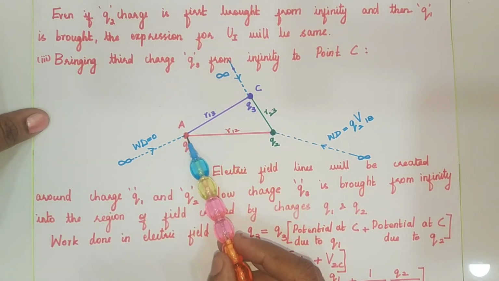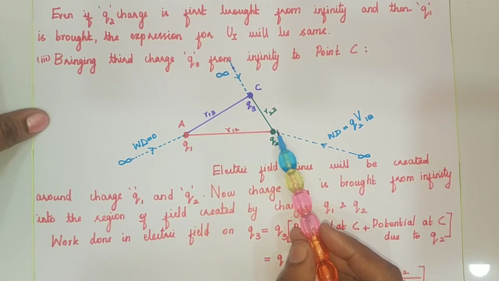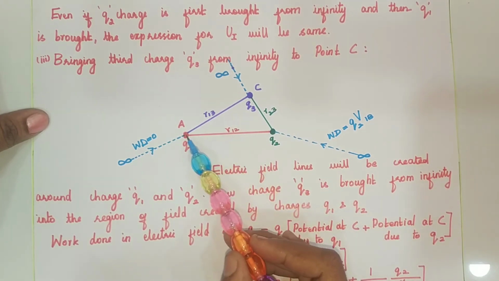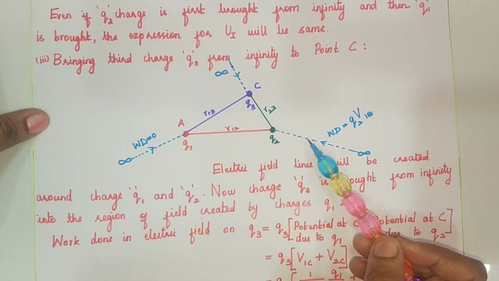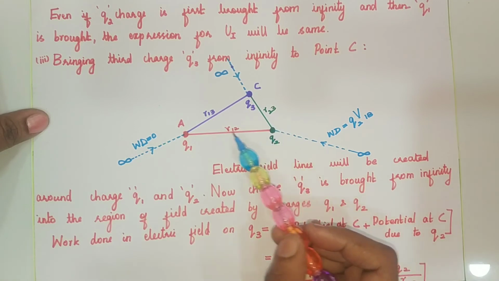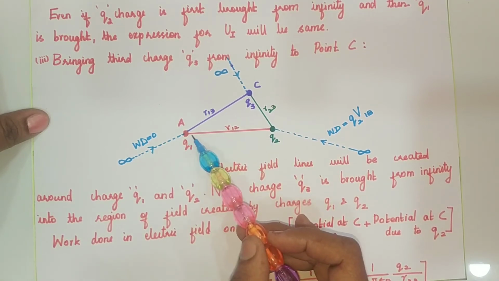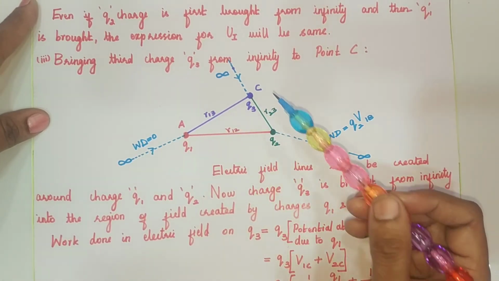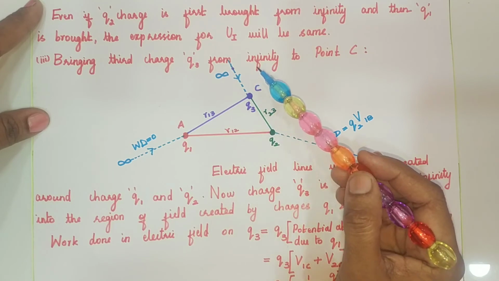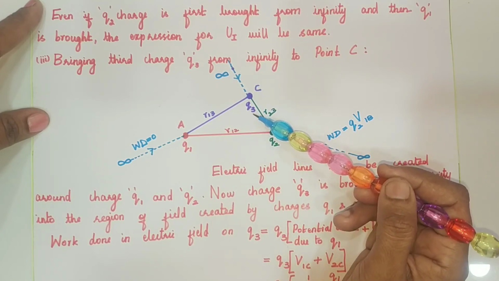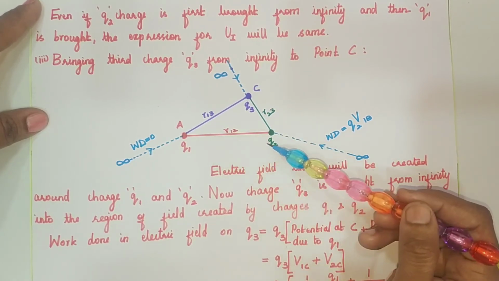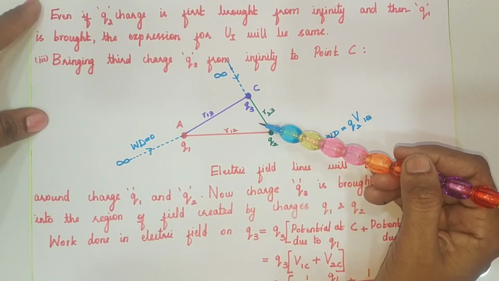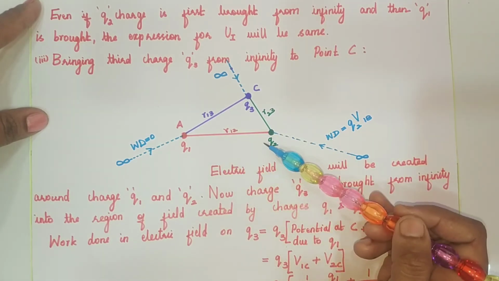Here, since there are two charges, Q1 and Q2, they both will be creating their own electric field around them, isn't it? Q1 has its own electric field and we placed Q2 within the electric field created by Q1, and this Q2 will also be creating an electric field. Now, when we bring Q3 from infinity, the Q3 charge is brought into the field created by both the charges Q1 and Q2.